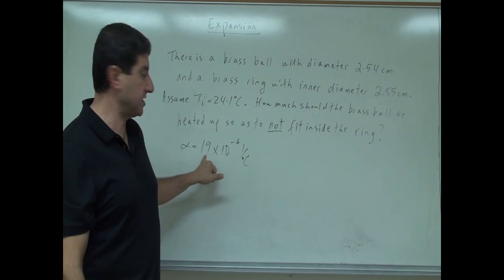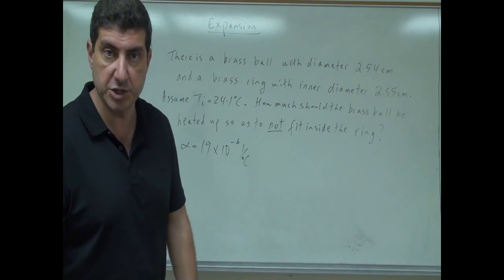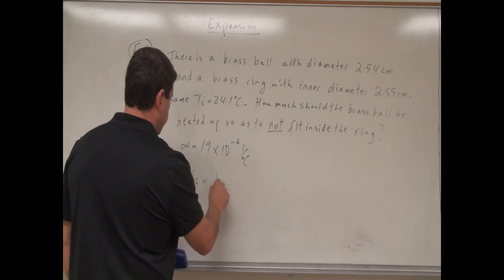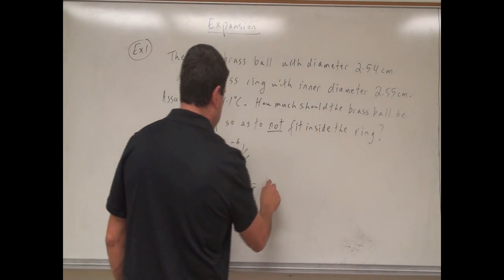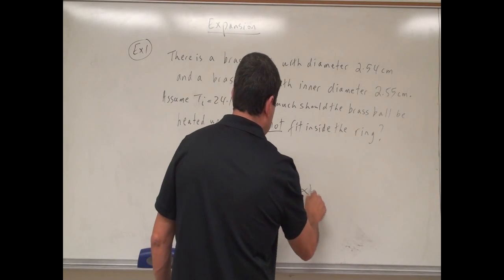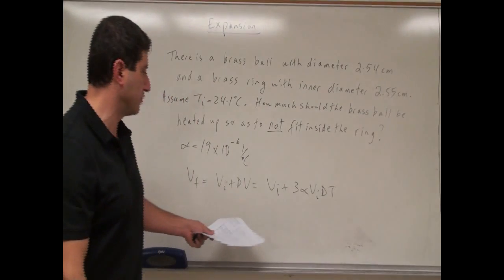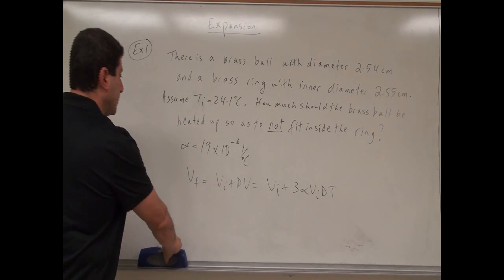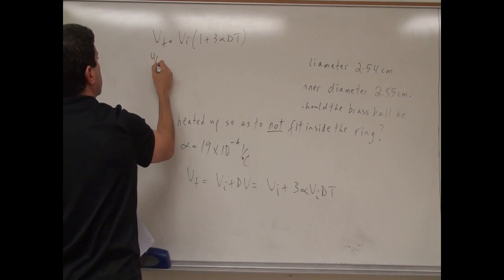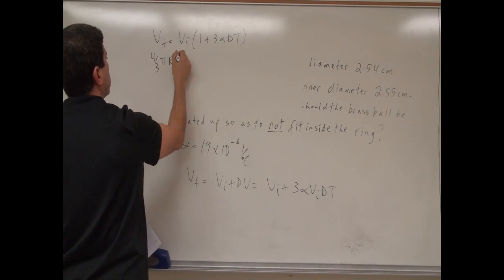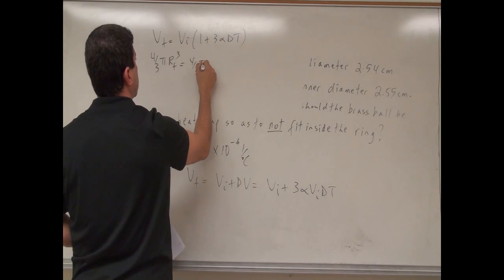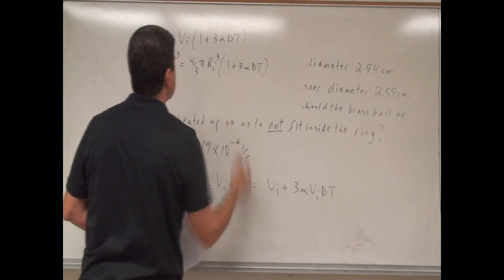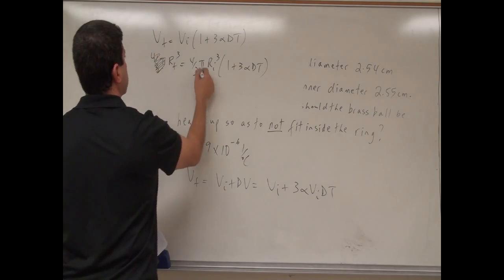The alpha of the brass is 19 times 10 to the minus 6, so we're going to be using this equation, okay? So how will we proceed? We have V final is equal to V initial plus delta V, and then delta V is equal to 3 alpha V initial delta T, right? Remember we proved in the theory section that delta V is 3 alpha V initial, and then we can factor out the V initial, right? And then V final is going to be 4/3 pi times the final radius cubed, 4/3 pi times the initial radius cubed, 1 plus 3 alpha delta T, right? And then the 4/3 pi cancel.